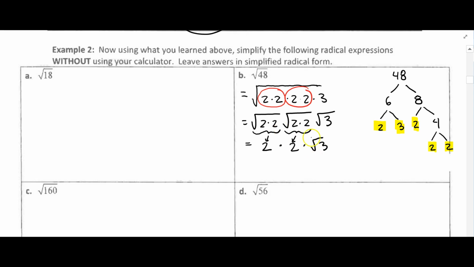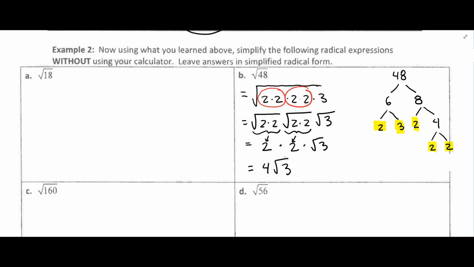Any numbers outside radicals we multiply, anything underneath the radical we multiply. So we have 2 times 2 is 4, and then we have the root 3. So again, if you wanted to check, plug in square root of 48 on your calculator, plug in 4 root 3 on your calculator, and you can verify that they are in fact the same.